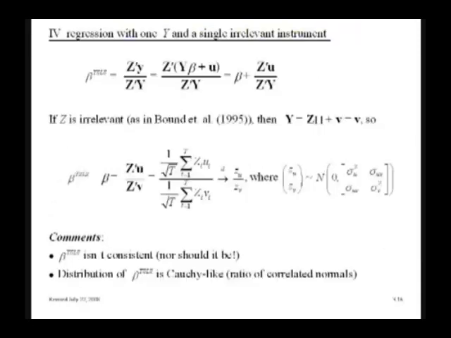here's the two-stage least squares estimator, which in the case that we only have one instrument is just the IV estimator. And so in two-stage least squares, the projection part drops out, and that's just the IV estimator. And then if I substitute in the first line y = zβ + u for y, and then I simplify, I just get this final expression right here.